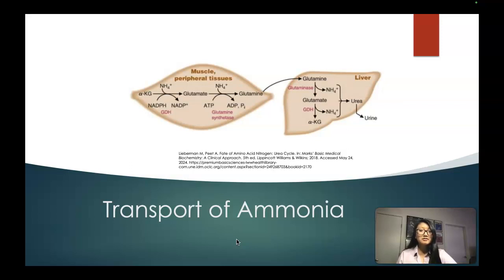Glutamine is then released into the bloodstream, and once it reaches the liver, it can then be cleaved and deaminated by the enzyme glutaminase back into glutamate and ammonia. The free ammonia can then enter the urea cycle afterwards. Glutamate can be broken down even further in the liver through the process of oxidative deamination. Glutamate dehydrogenase is the primary enzyme responsible for this.